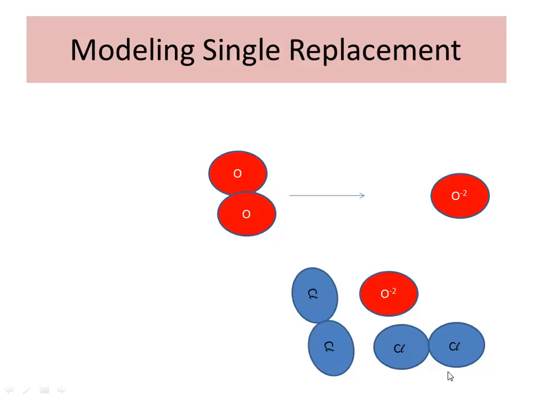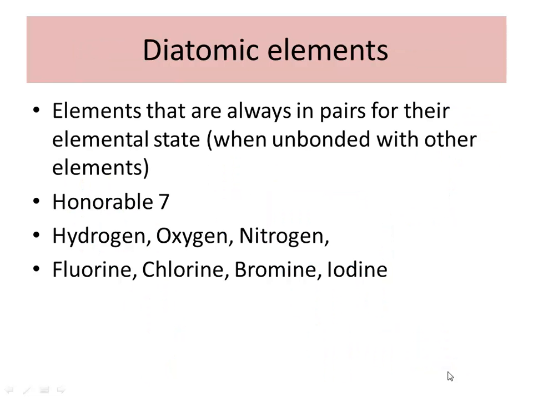All right. So these are the diatomic elements I was talking about. They're elements that are always in pairs in their elemental state when they're not bonded to anything else. So there's a list of them down here, and these are the ones we're going to have to know or write. So guys, what this means, look up here.